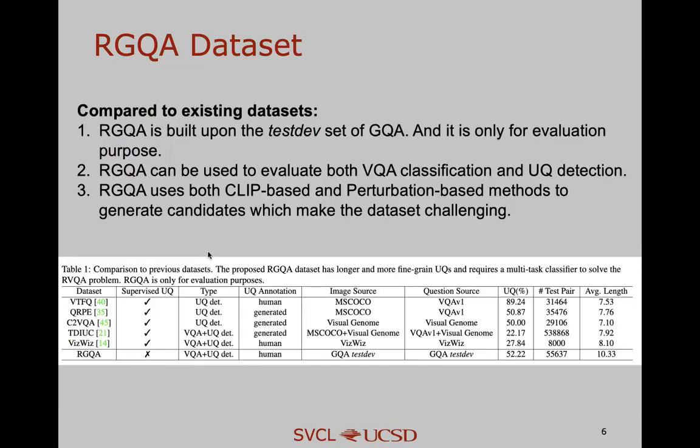Compared to existing datasets, first, RGQA is built upon the test set of GQA, and it is only for evaluation purpose. Second, RGQA can be used to evaluate both VQA classification and UQ detection. Third, RGQA uses clip-based and perturbation-based methods to generate candidates, which make the dataset challenging.